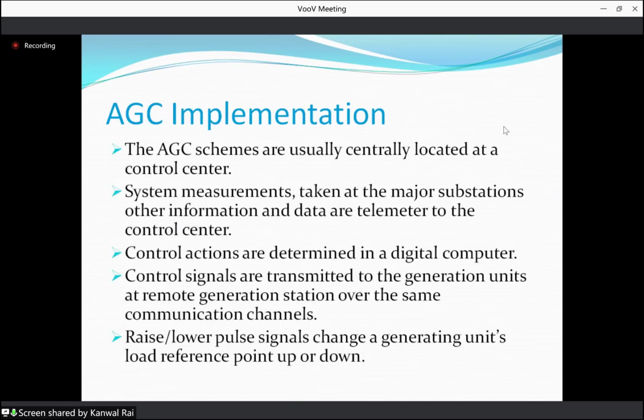The following is the implementation of AGC. The AGC schemes are usually centrally located at a control center, and system measurements are taken at the major substations, with other information and data telemetered to the control center. Control actions are determined in digital computers, so we can collect all the data and determine the control action there. Digital signals are transmitted to the generation units at remote generation stations over communication channels. Raise and lower power pulse signals change the generation units' load reference point up or down.